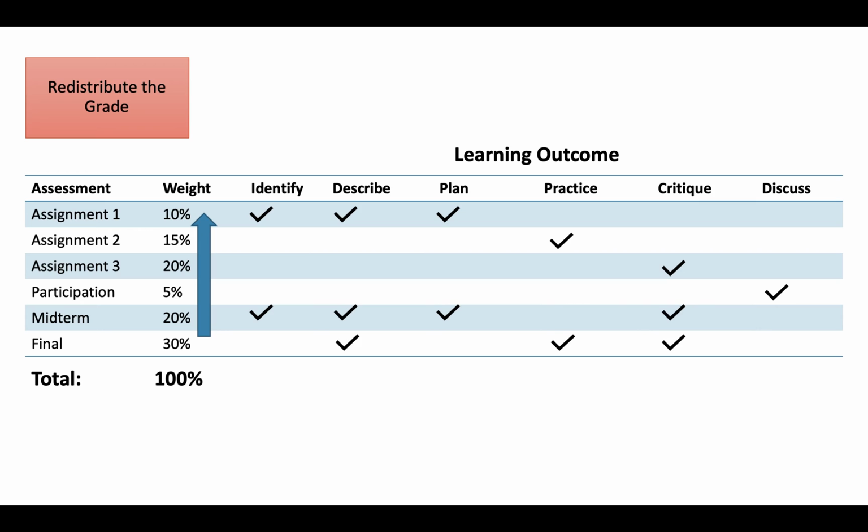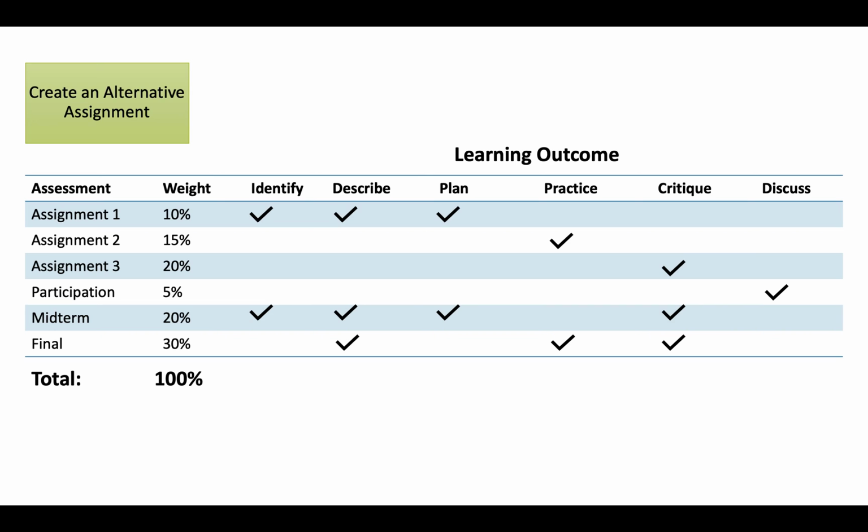So here's the example played out. The 30% becomes 0, and the redistribution is a decision as to how to take that 30% and put some on the midterm, some on assignment 3, and some on assignment 2, because from this instructor's perspective, that's where there's the closest alignment between the intended learning outcomes of the various assignments.